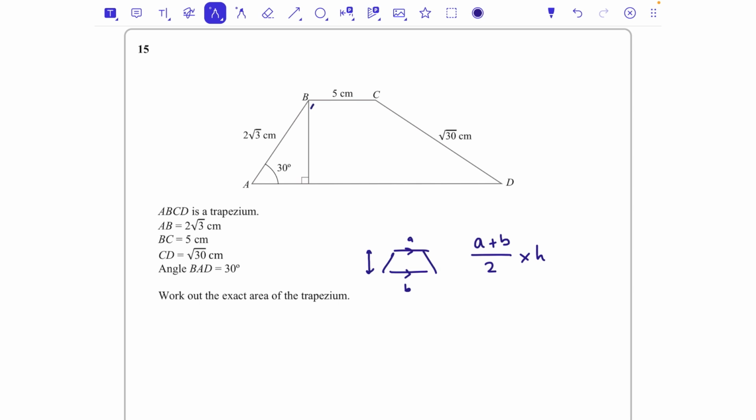So to get the height, we're going to need that. We can find this side of the triangle here. Now, looking at this triangle, we do have a side and an angle, so we can use SOHCAHTOA, we can use trigonometry there, to find the opposite side. So let's do that.